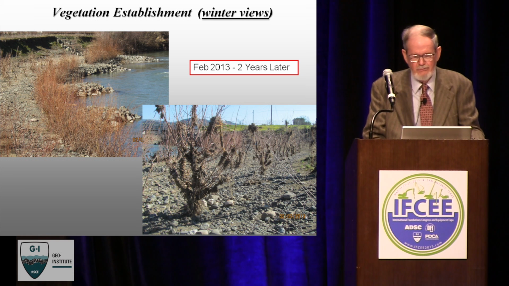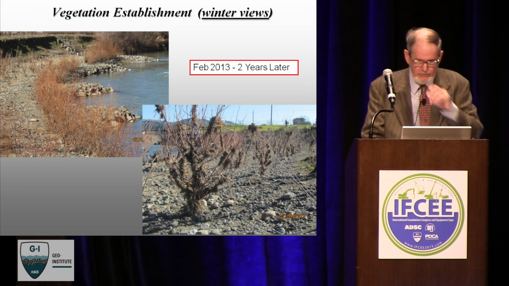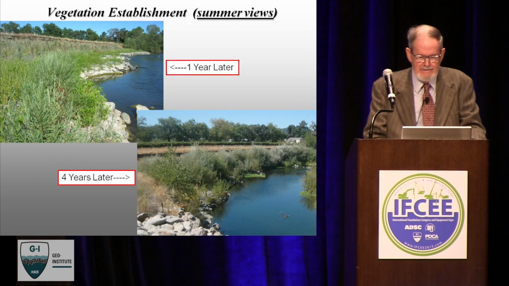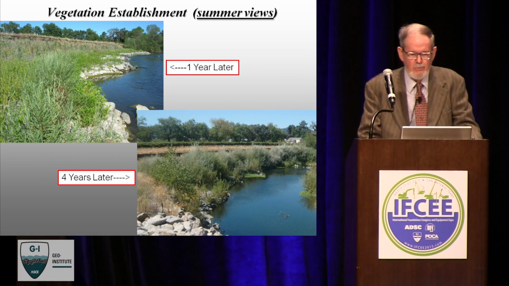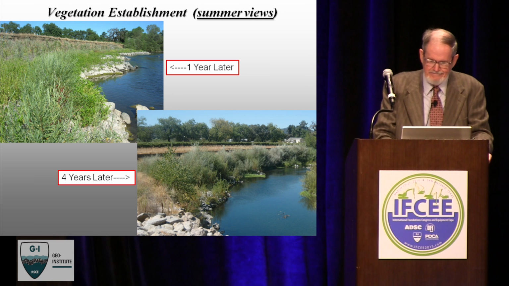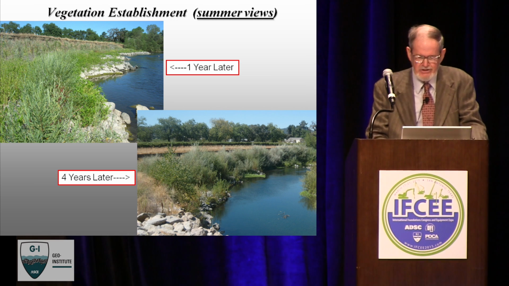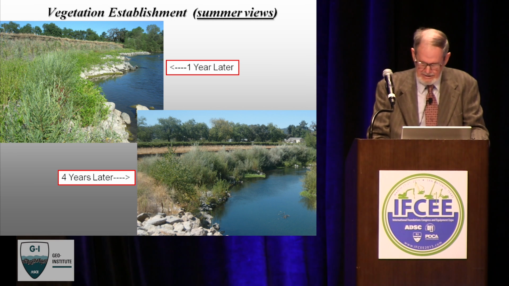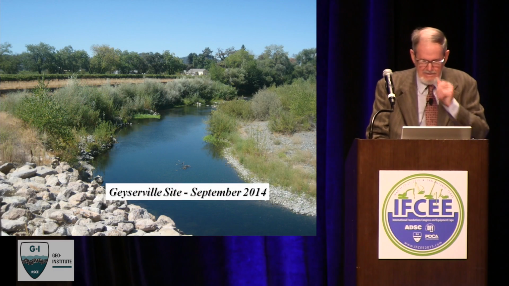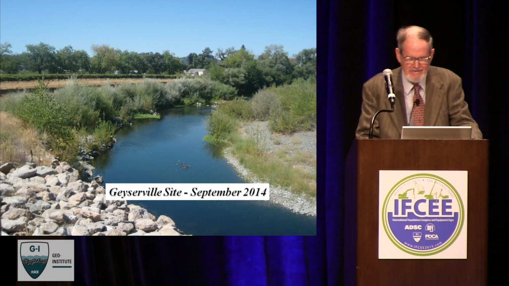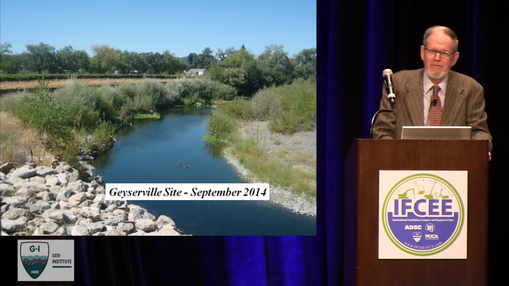So these are winter views, in February of 2013 and 2 years later. Summer views, 1 year later and 4 years later. Establishment and condition of the protective bank vegetation has been durable and effective. This is a photo I took myself from the bridge of the site in September of last year when I was on a bicycle tour in Northern California. So things were looking pretty good then.